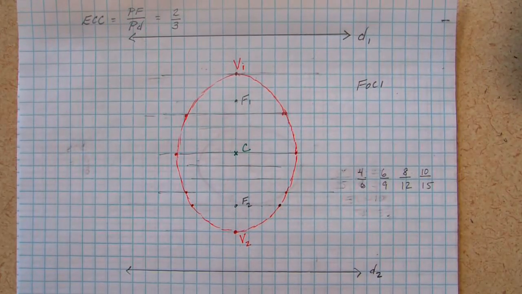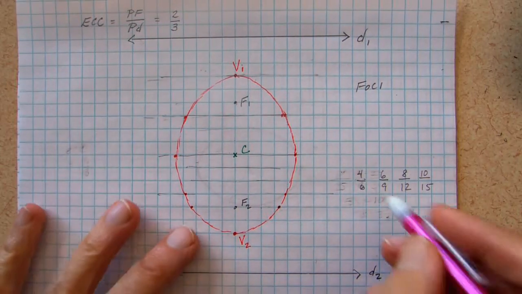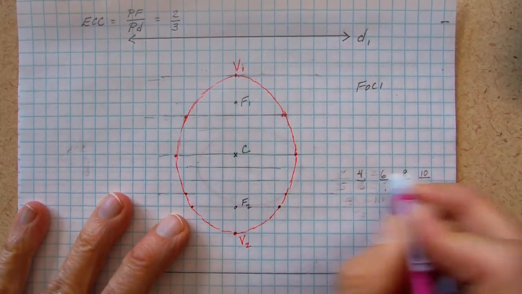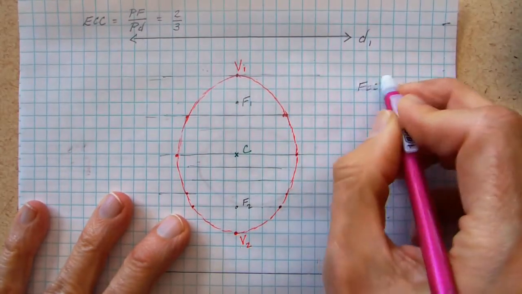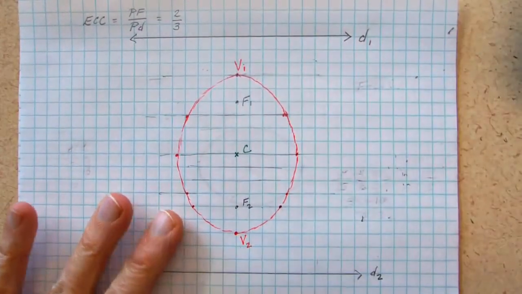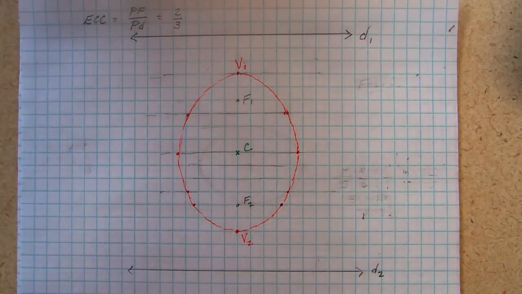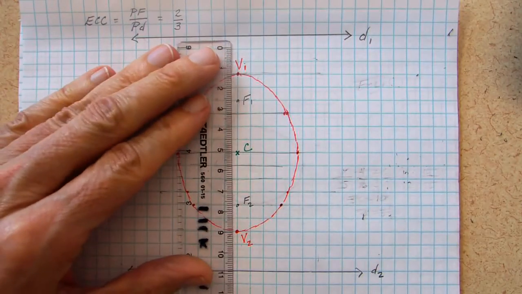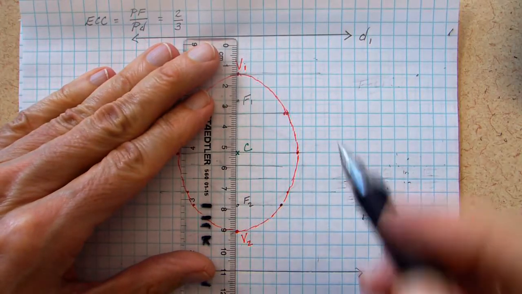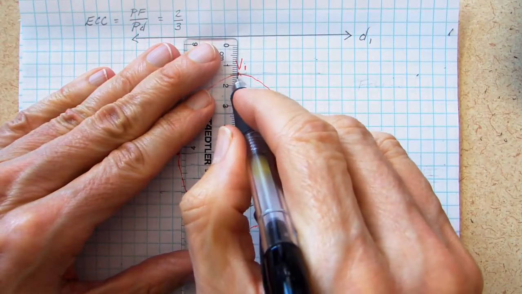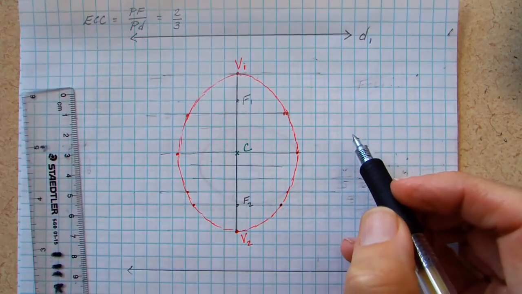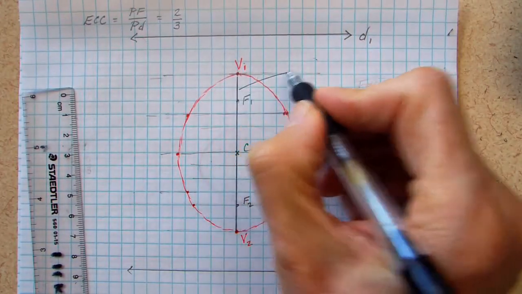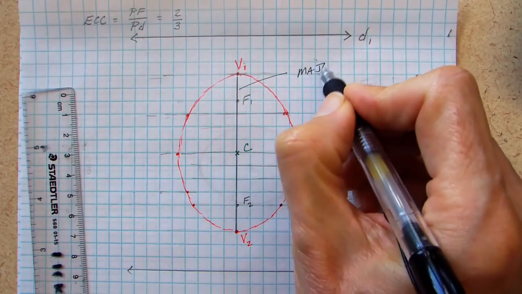Now I'll add a little more terminology to this. So let me get these out of the way, all of our scratch work, and let me take foci out of there. Okay, this segment that goes from vertex to vertex, from here, vertex to vertex, okay? We call that the major axis. That's called the major axis.